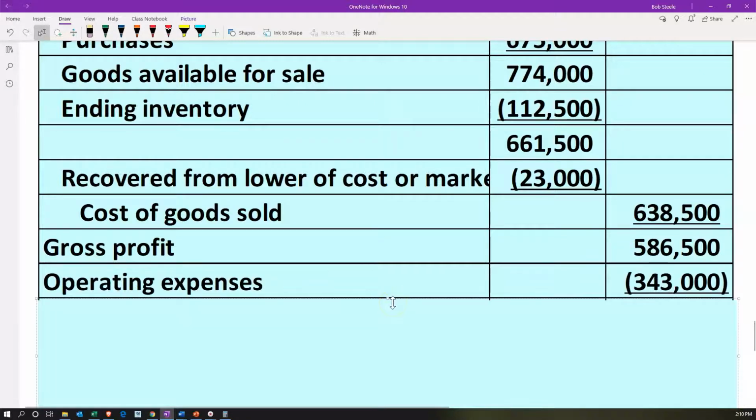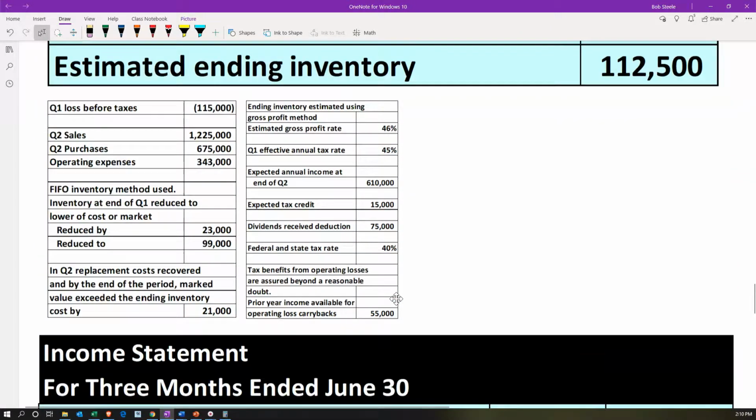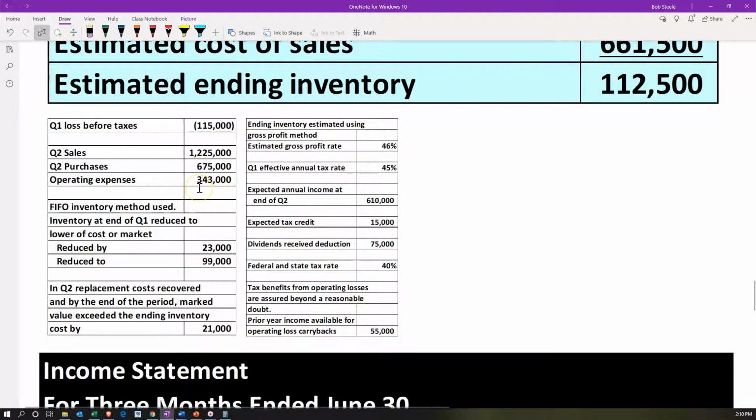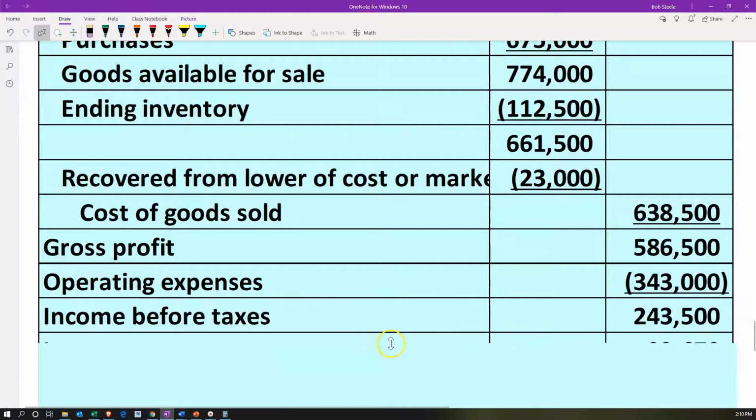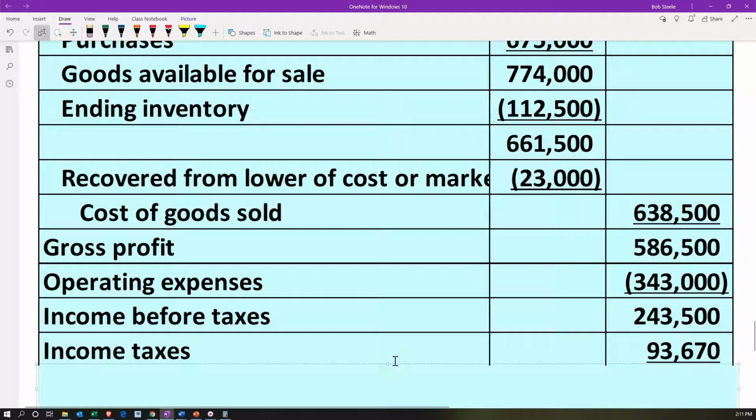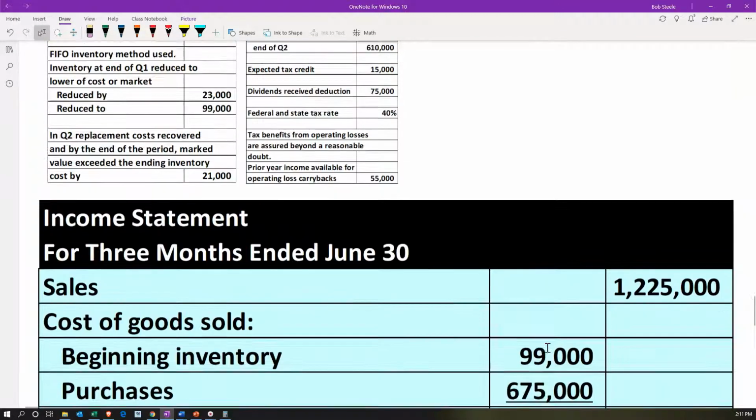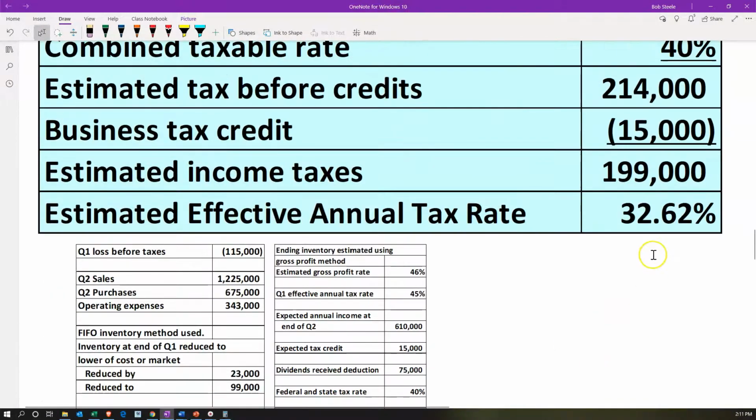Then we've got the operating expenses that are given to us in the problem. So we had the operating expenses up top being the 343,000. Taking out the operating expenses gets us to the income before taxes. Then we need to calculate the tax. We're going to have to calculate the income taxes, but to do so we cannot just take that 243,500 times the rate that we came up with up top, the 32.62, which we would like to do because it's in the second quarter now, and we have to take into consideration what happened in the first quarter.